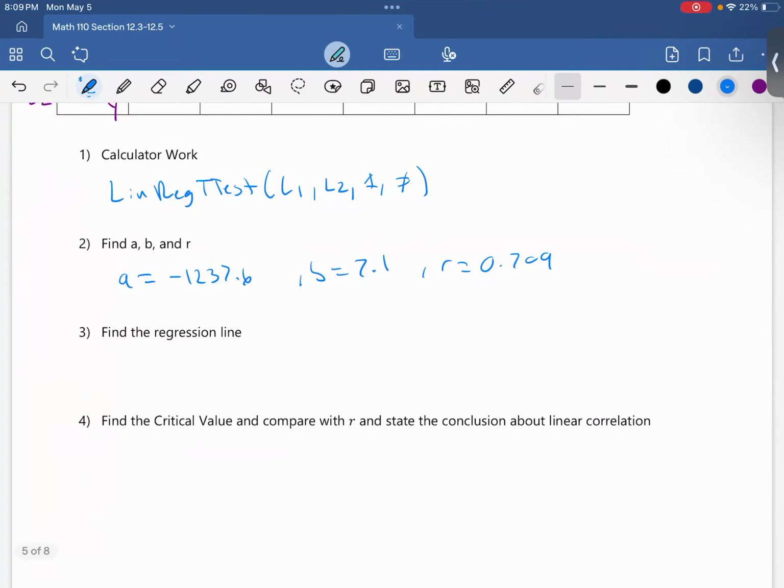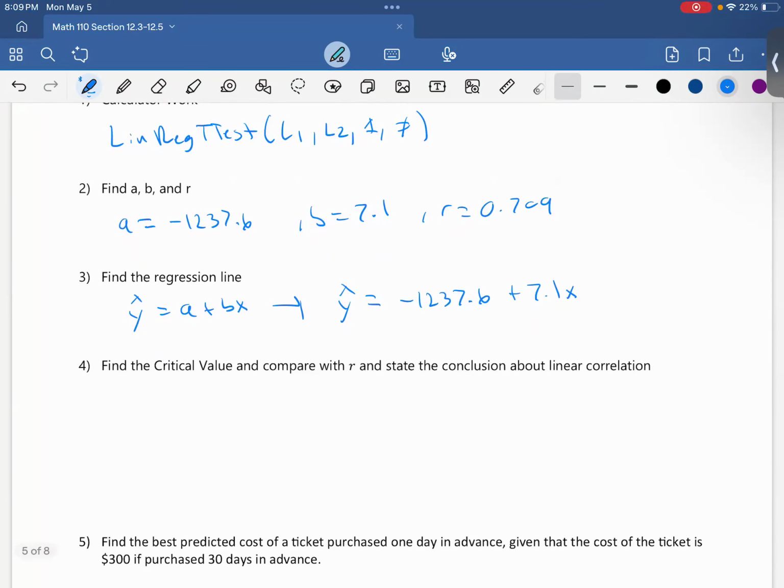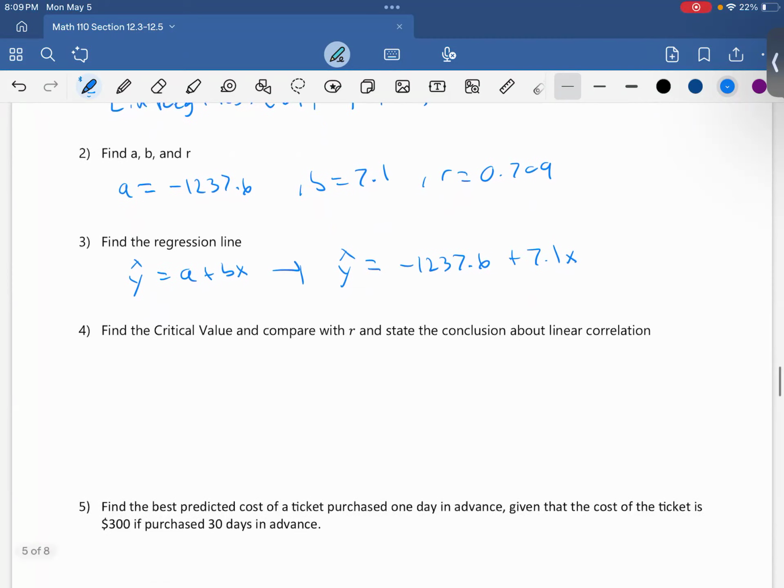Okay, so we want to find the regression line. Remember, the regression line is just y hat equals a plus bx. So if we substitute in these values, we get negative 1237.6 plus 7.1x. Okay, so here we want to find the critical value and compare with R and state the conclusion about the linear correlation. So first thing we've got to do is find the critical value.